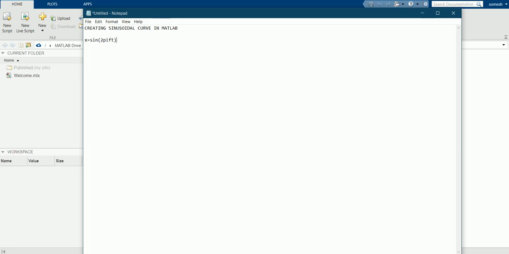Hello friends, in this tutorial we'll solve a sinusoidal curve in MATLAB. We know the equation for a sine curve as x = sin(2πft). This is the equation we'll be using, where f is frequency and t is time.